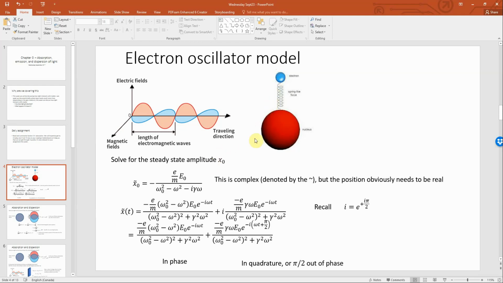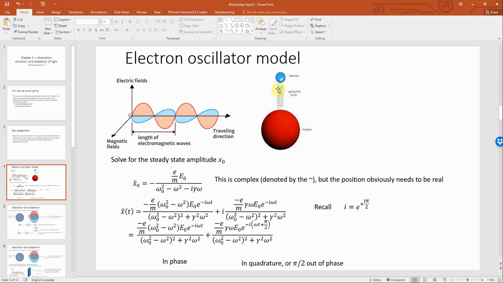So what we need to do then, if you've dealt with complex numbers before, is multiply this denominator by its complex conjugate. And so what we get out are two terms. We'll be dealing with x of t, the position as a function of time. The first term oscillates as e to the minus i omega t. Remember, we're driving this thing with a field at e to the minus i omega t. But then we also get the second term, which is i times e to the minus i omega t. And if you remember, i is actually e to the i pi by 2. And so we get two terms here.